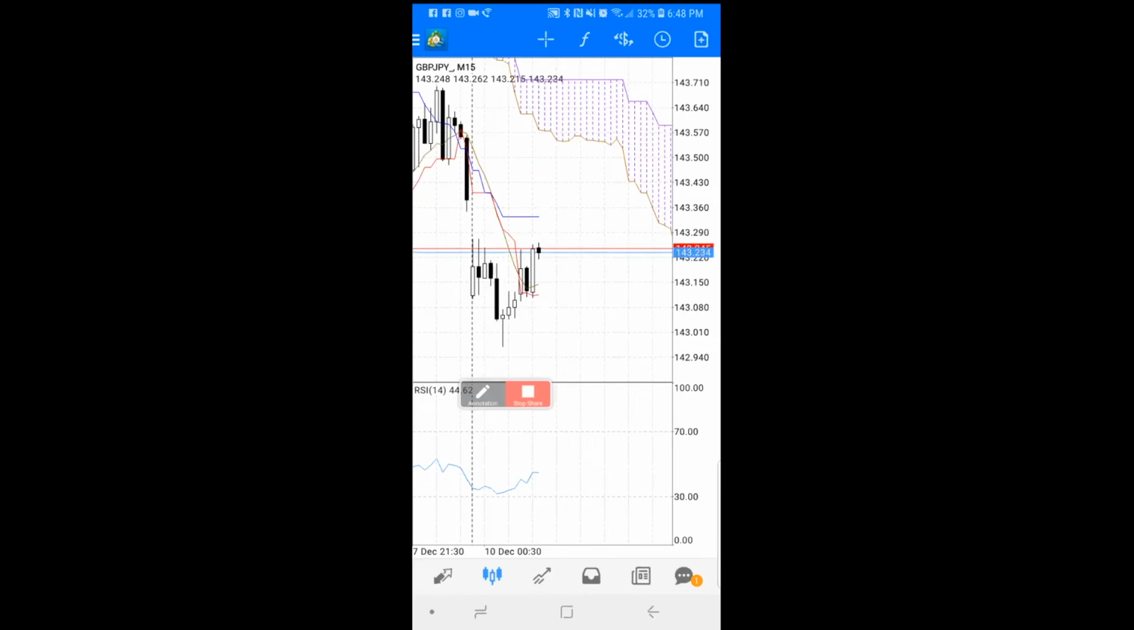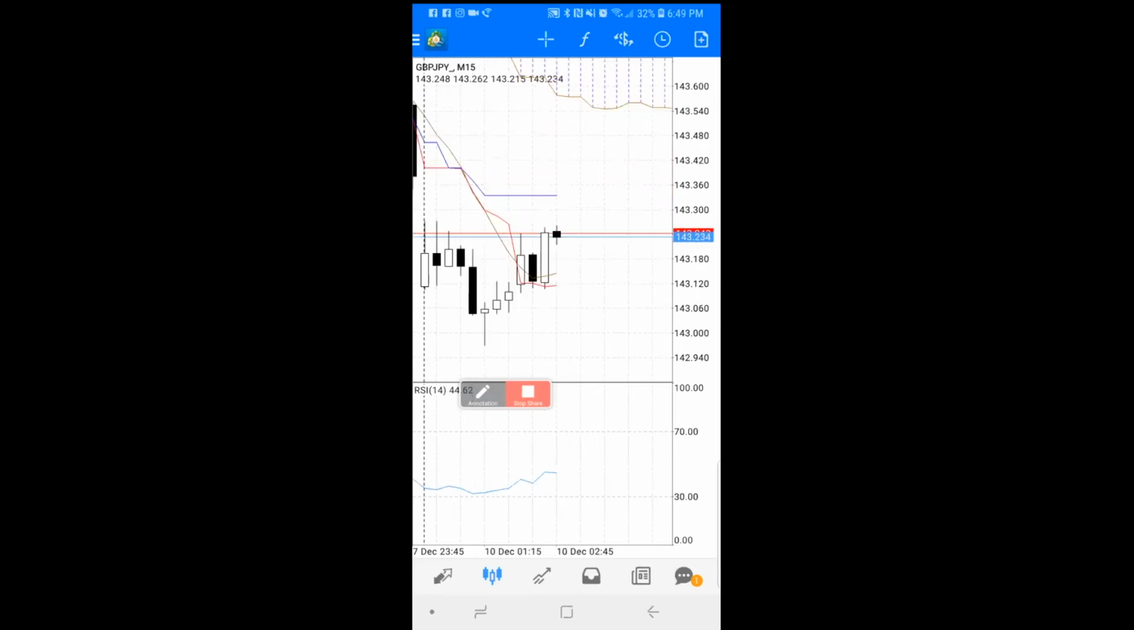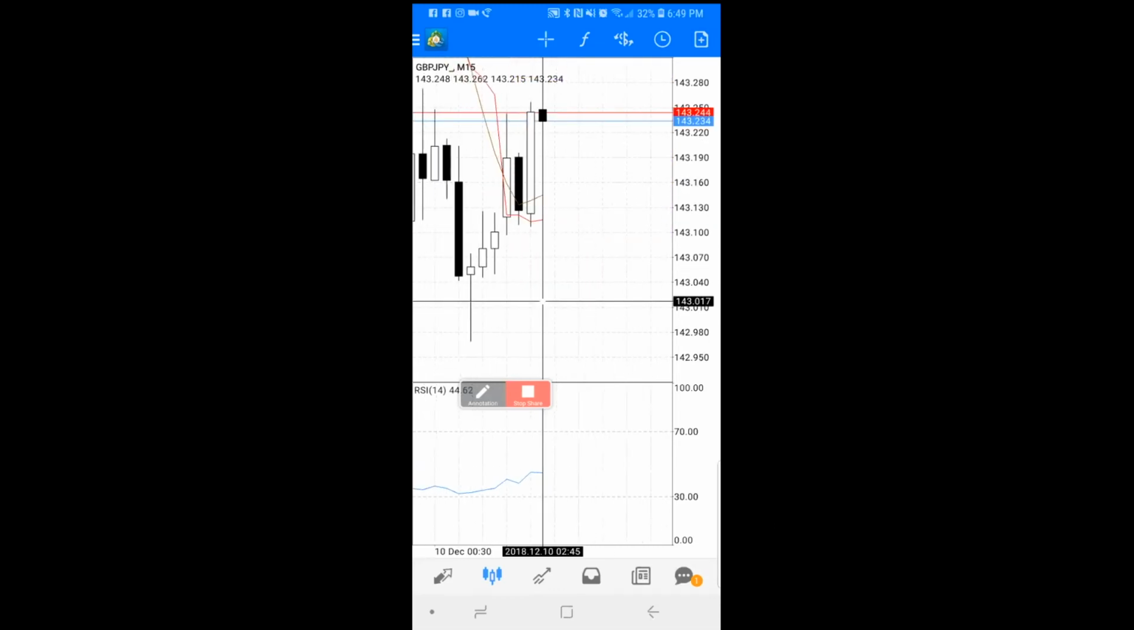Some brokers don't charge a commission, but then what they'll do is give you a larger spread. That means you would have to cover more in the market. For example, let me show you what a spread is. You see right here a blue line and a red line, right? In the middle of this is what you call a spread.